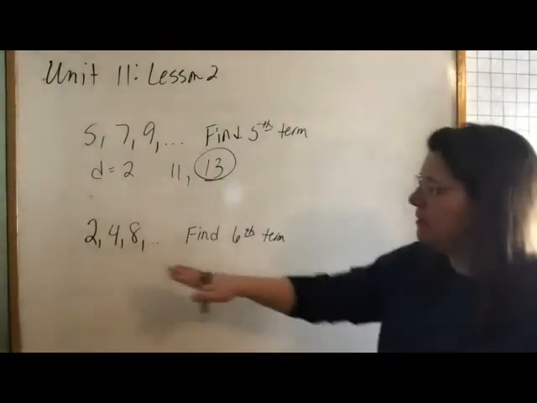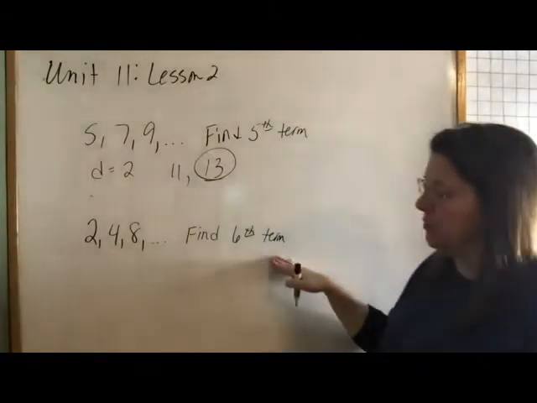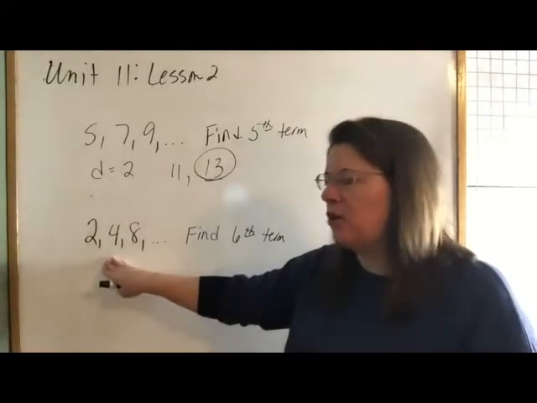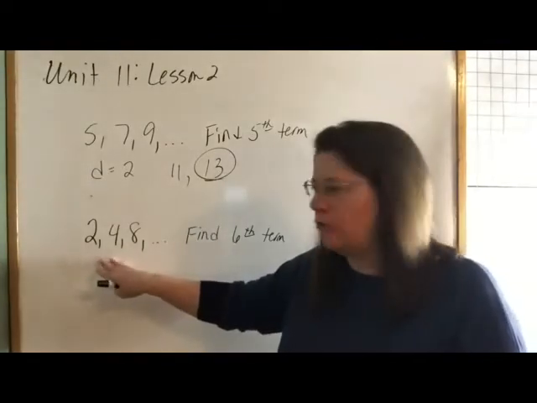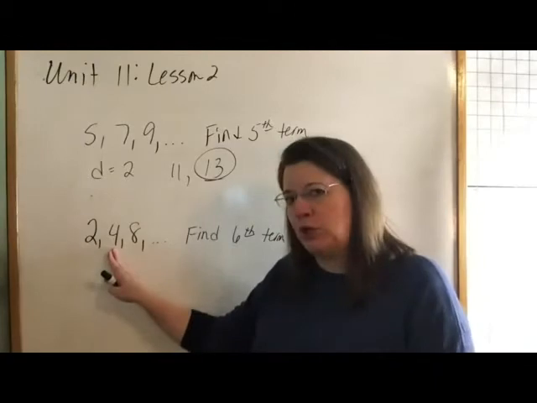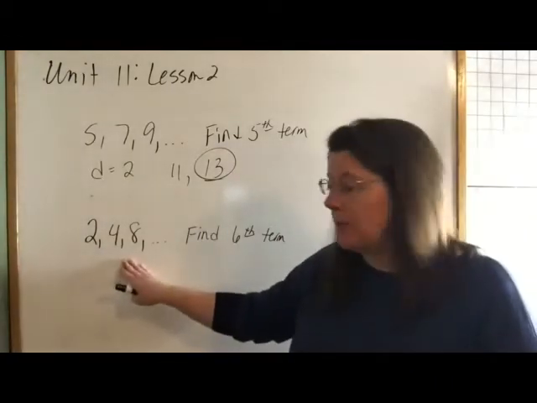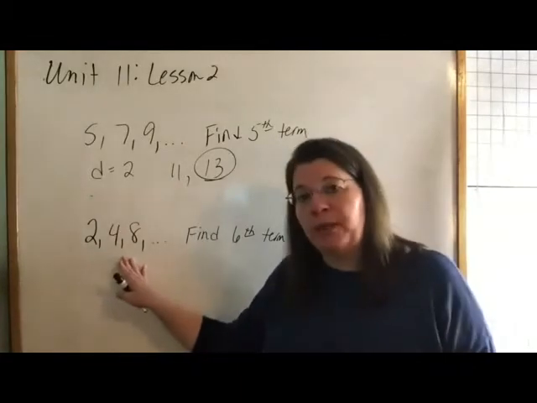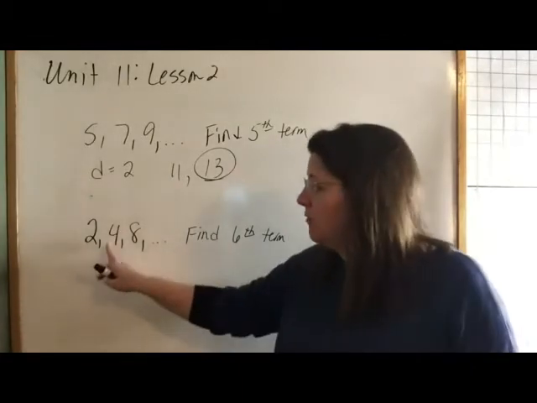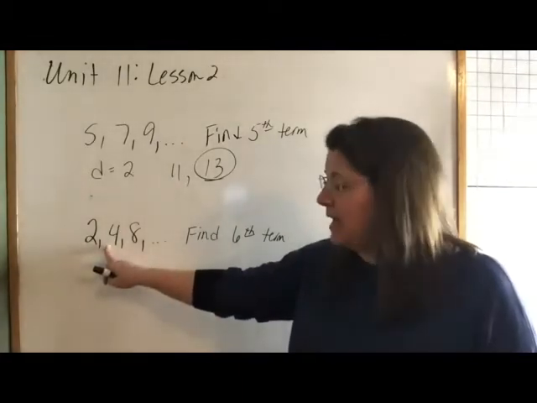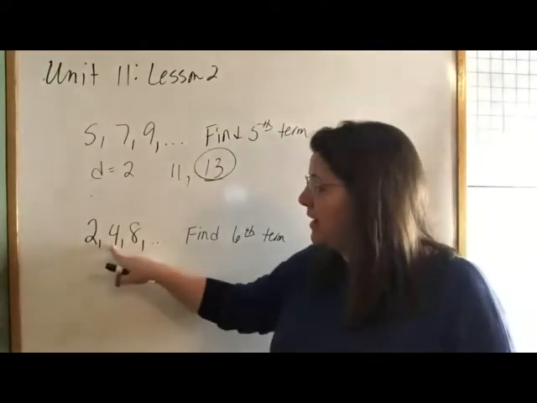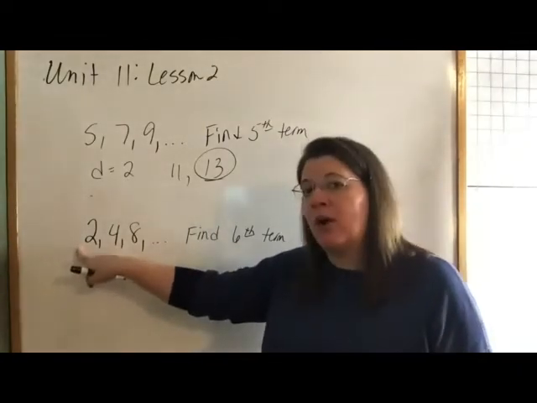What if they give us something like this and they say find the 6th term? First we need to decide if this is arithmetic or geometric. So let's try arithmetic first. 2 plus what gives you 4? Well, that would be 2. 4 plus 2 is 6, not 8. So we know it's got to be geometric. If it's geometric, that means we've multiplied to get to the next number. So remember, we said in the last section that if we take a term and divide by its previous term, that will give us our r value.